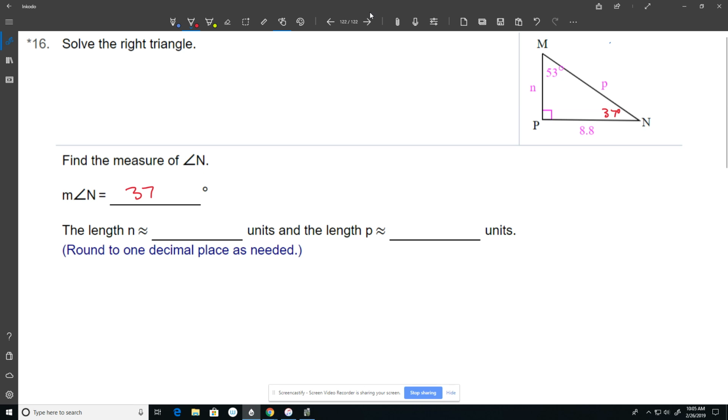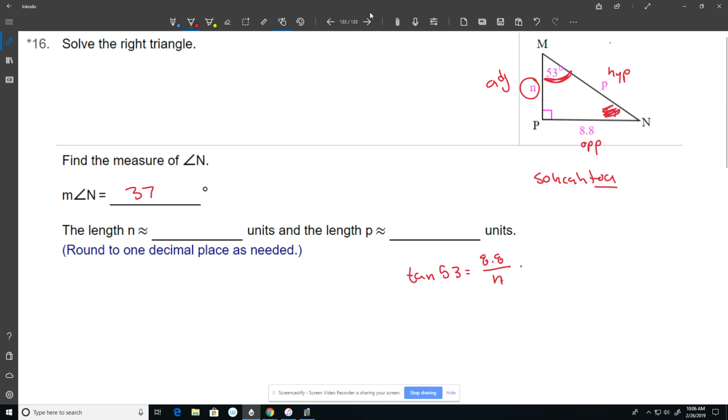And now it wants me to find side length N. So I'm going to ignore this 37 and use this angle right here because it gave it to me and I know that it's true. Using this angle, 8.8 is my opposite and N is my adjacent side because P is the hypotenuse. So I want to use adjacent and opposite. In my SOHCAHTOA, adjacent and opposite is tangent. So the tangent of my angle, 53, is equal to the opposite, 8.8, divided by the adjacent, which is N. That's what I'm looking for.